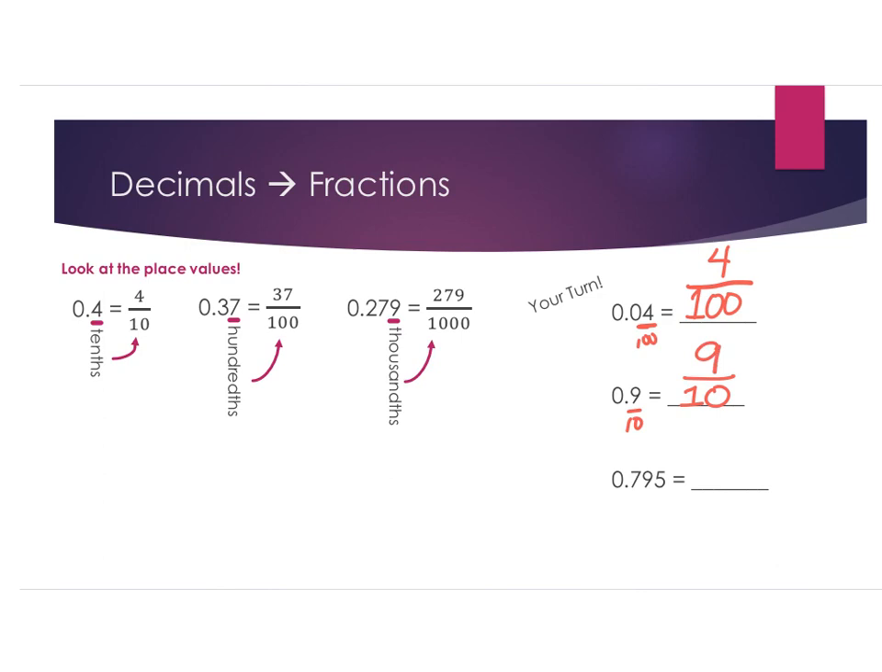Last one, I have 0.795. My number that is furthest to the right is in the thousandths place. So what's going to go on the bottom? 1,000.